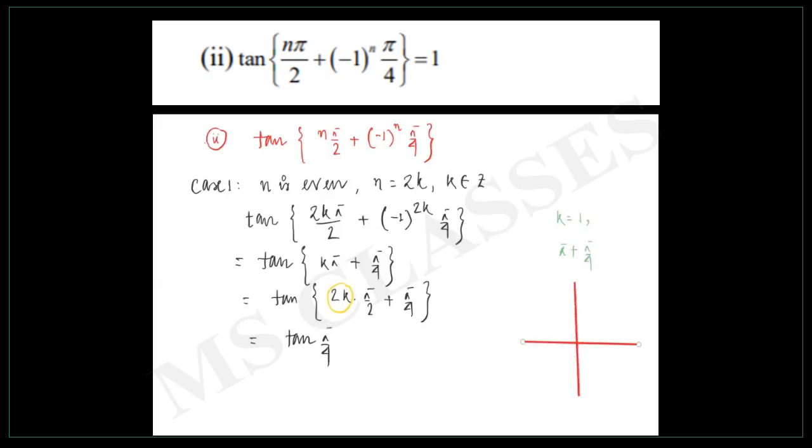Now here if you have pi, that means this whole thing is pi. Plus pi by 4, that means it is terminating in which quadrant? In the third quadrant. This is pi plus pi by 4, so this is terminating in which quadrant? Third quadrant.